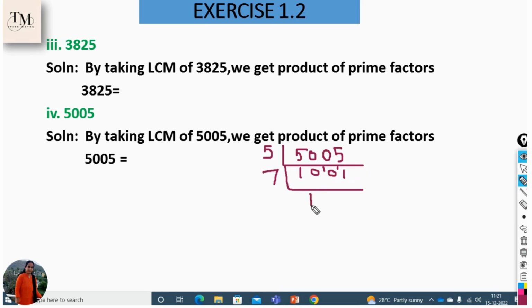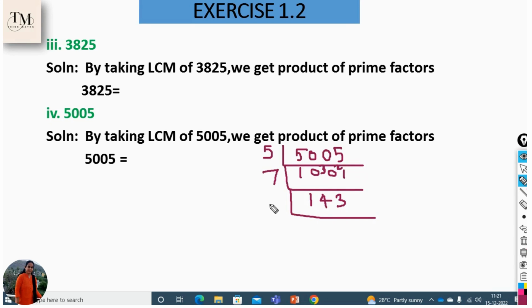1 7 is 7. Balance 3. So 7 4s are 28. Balance 2. So 3 7s are 21. So 143. So check for 3. If we check for 3, 4 3s are 12, 23. So 23 is not divisible by 3. If we take 7, 7 2s are 14. Balance will be 3. So what is the next prime?